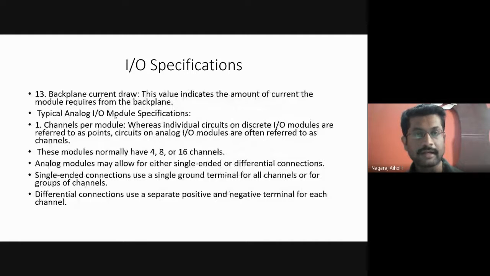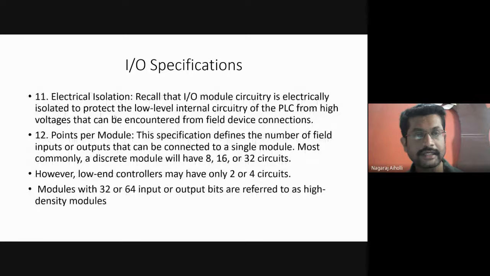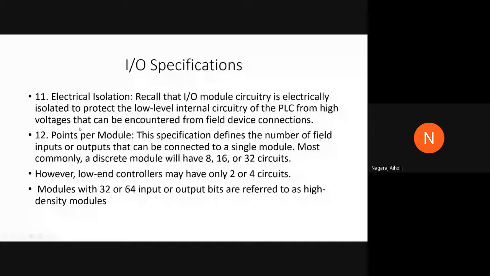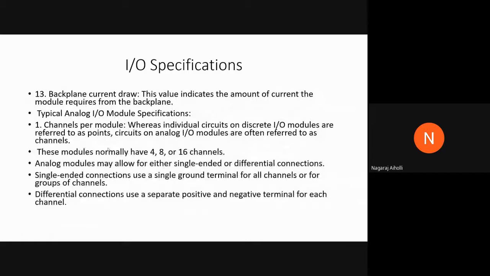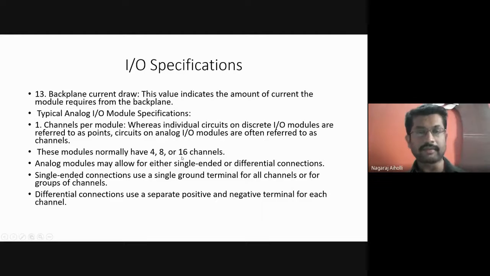Then coming to the analog IO module specifications, channels per module, as I told. Here in discrete modules, we consider points per module, the number of input terminals or the number of output terminals. But when it comes to analog IO modules, we mention them as channels. How many channels are there? Both are one and the same. There may be 4 or 8 or 16 channels. The number of channels will vary.